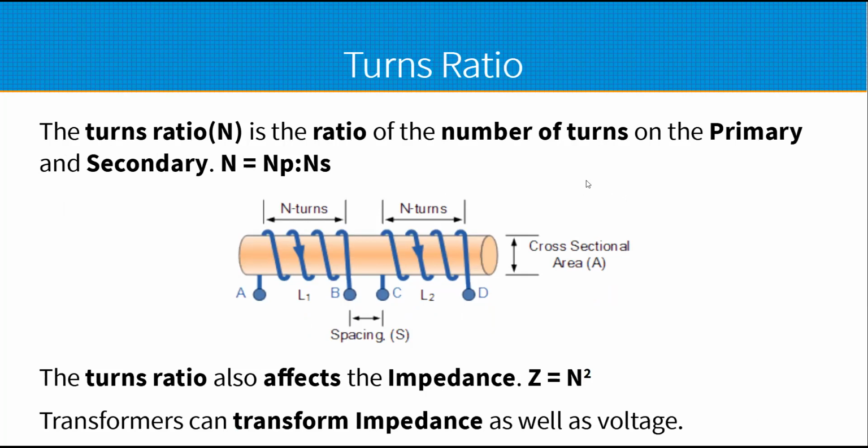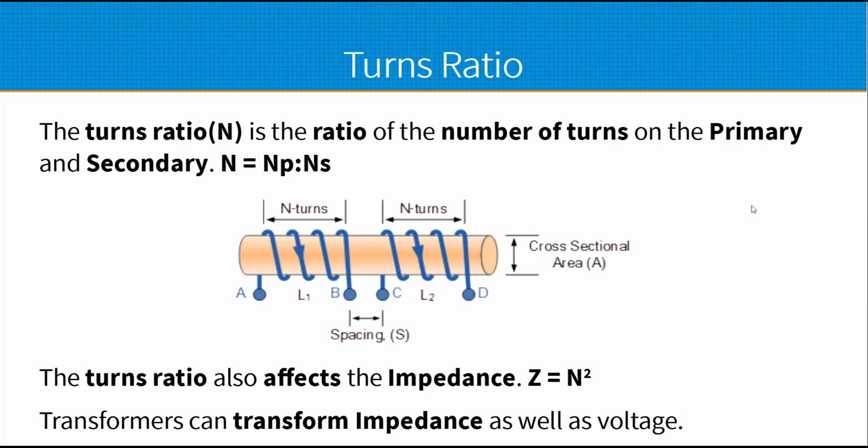Okay, we talked a little about turns ratio on the transformers. That's how it determines whether it's a 1-to-1 or a step up or step down, depending on the ratio of the turns. But it also affects the impedance. And the impedance of the transformer is going to be the square of the turns ratio.